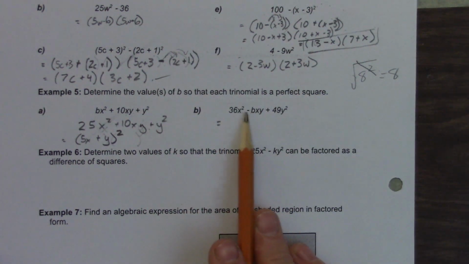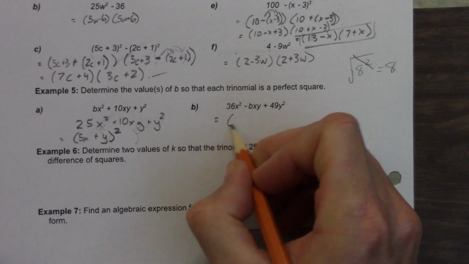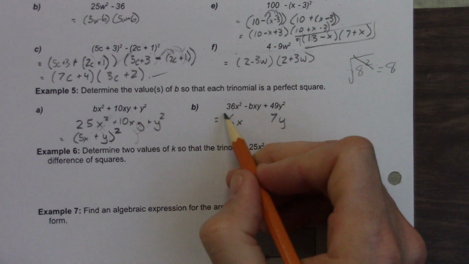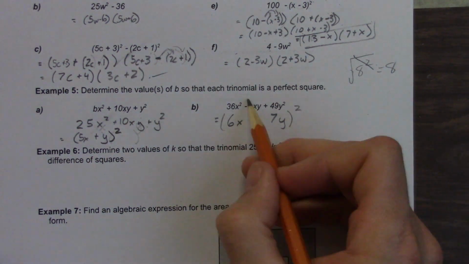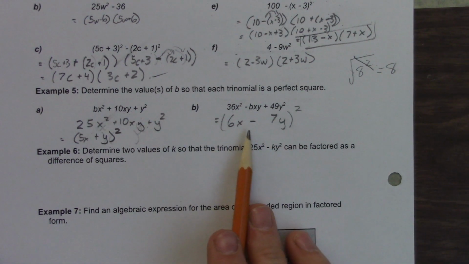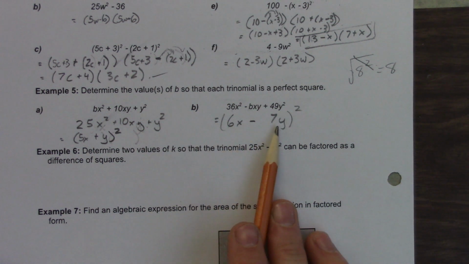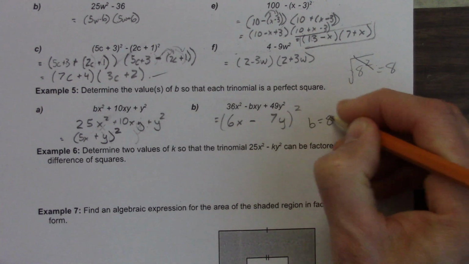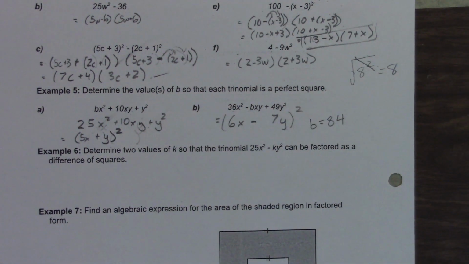This one we need now to find the square root of 36. So this is going to be 6x. This is going to be 7y. Right? We want this to be squared. This is going to be negative here. We need to determine the value of b that makes all this work. So it will be 6 times 7 times 2. What's 6 times 7? 42 times 2? B is 84. All right.